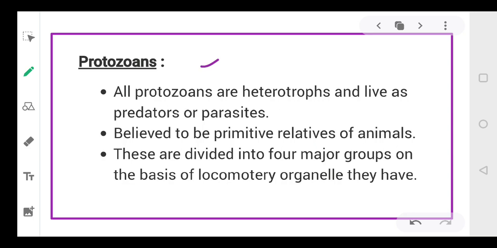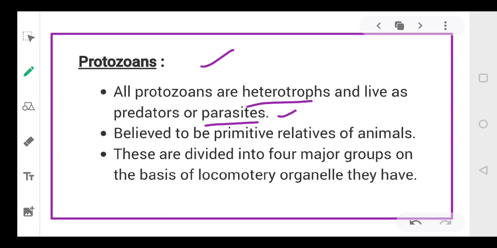Then there are the protozoans. Protozoans are heterotrophs and they live as parasites. Your protozoans are heterotrophs. They cannot prepare their food, they depend on others for their food, and they are parasites. It means they can live inside the body of another organism, or they can live on the body of the organism.